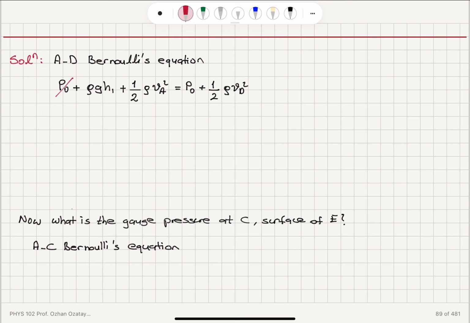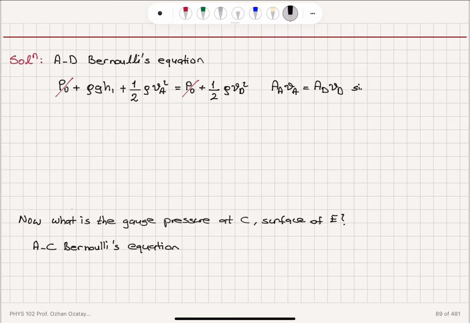Now you can see that these P0s will cancel, and at the same time I have the continuity of the fluid flow, which tells me that the area at A multiplied by the speed at A is equal to the area at D multiplied by the speed at D. So that's the volume flow rate.